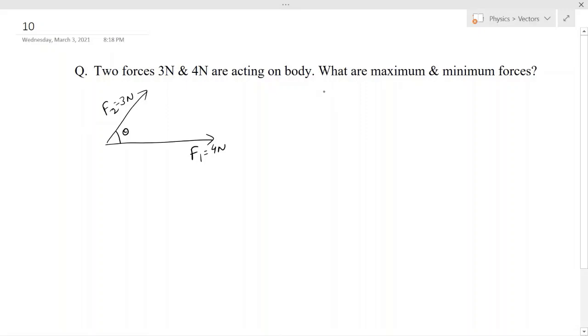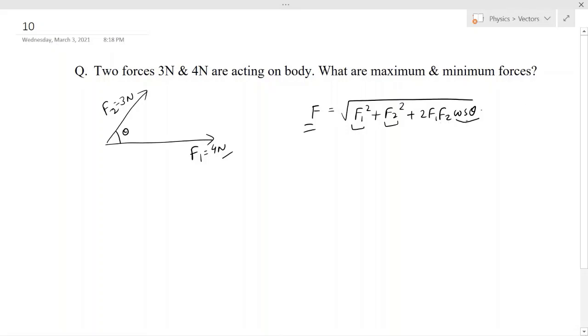So the maximum and minimum force can be calculated using the formula we know, that F is equal to square root of F1 square plus F2 square plus 2F1 F2 cos theta. So when this resultant force F will be maximum, we know that F1 and F2 is already fixed, that is 4 and 3, so we cannot vary this. But the only term that can be varied is this term, because it contains cos theta, and cos theta, the angle between these two vectors, is variable.